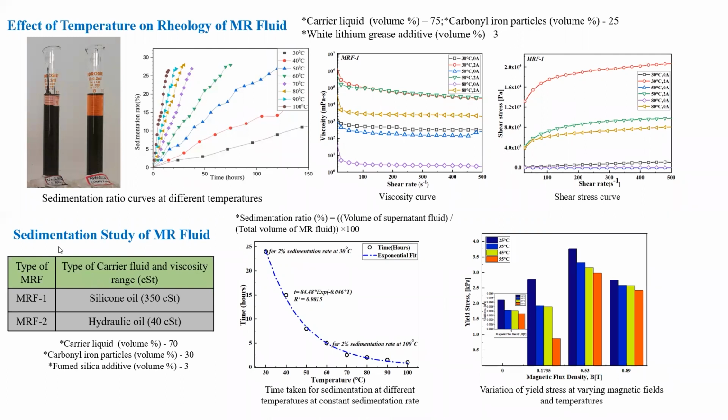So there are sedimentation studies done on these MRF oils, different oils, hydraulic silicone oil with 30 cSt and hydraulic oil with 40 centistokes. Like this, sedimentation study can be carried out, and we can study the time taken for sedimentation at different temperatures. This study we have to do once if we synthesize our own product. This itself can be a very good study, mixing different oils and studying their behavior. This itself can be a very good research topic.